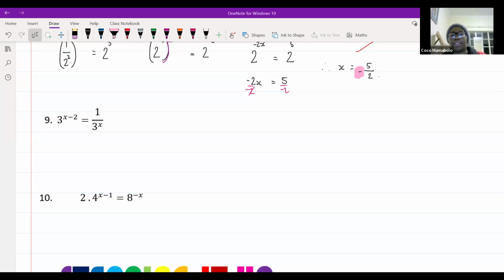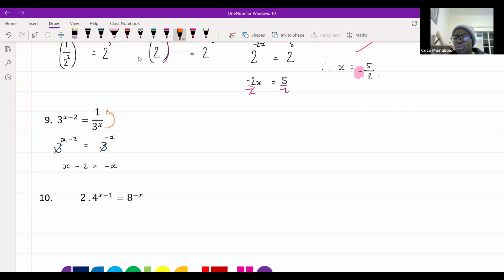All right, peeps, let's have a look at these questions. In question 9, I know I'm just going to get 3 to the power of x minus 2 is equal to, and we said we can take this 3 to the power of x and take it to the top, and that's going to give us 3 to the power of negative x, because I have positive x down here. So those two will cancel. I'm going to end up with x minus 2 is equal to negative x.